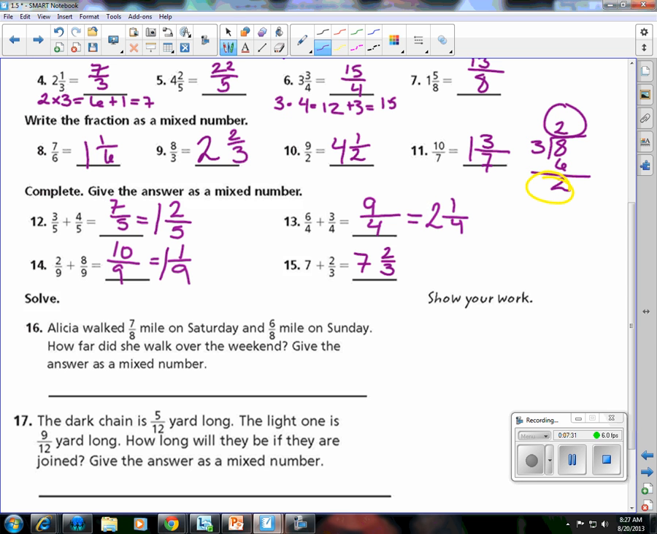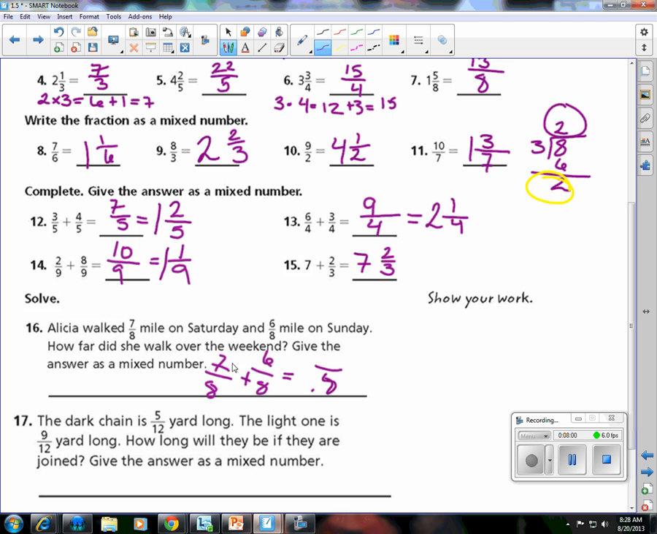Okay, Alicia walked 7/8 of a mile on Saturday and 6/8 of a mile on Sunday. How far did she walk over the weekend? Give the answer as a mixed number. Because there's a common denominator, we're just going to take 7/8, and we're going to add 6/8. 8 is my common denominator, so 8's going to stay the same. Put that 8 down there as the denominator.